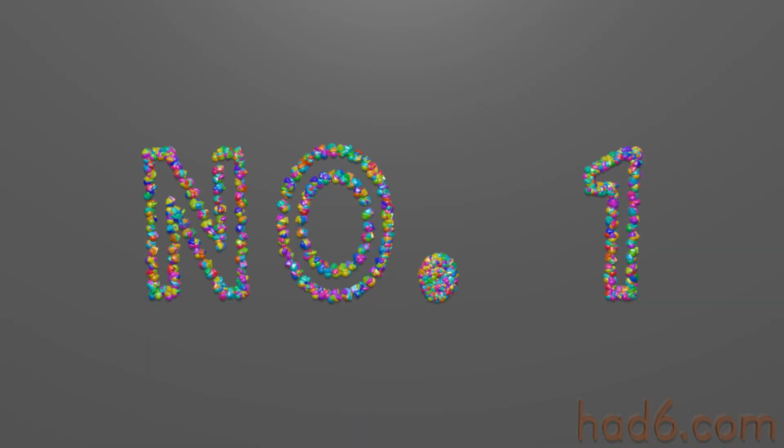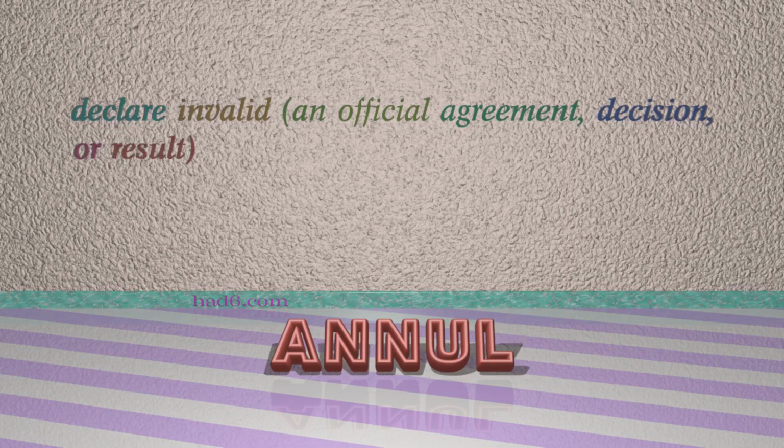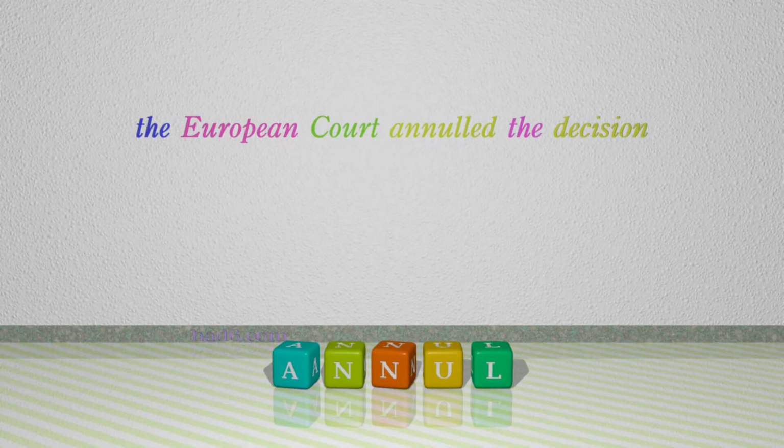Number 1. Annul. Which means declare invalid an official agreement, decision, or result. Annul. For example, the European Court annulled the decision.